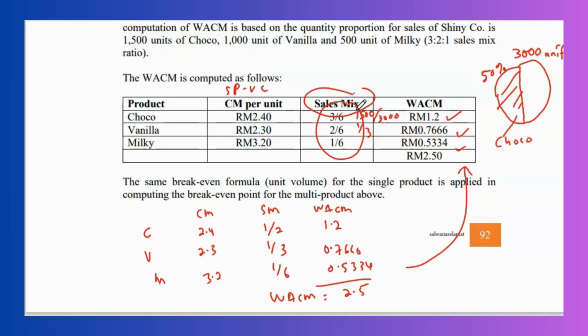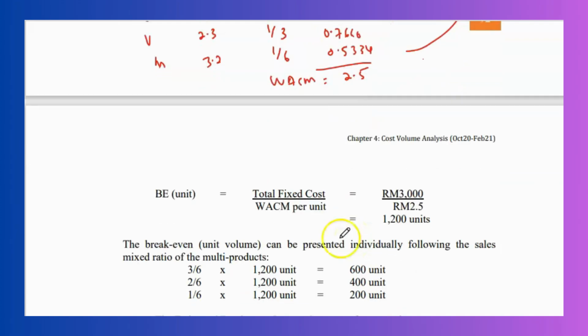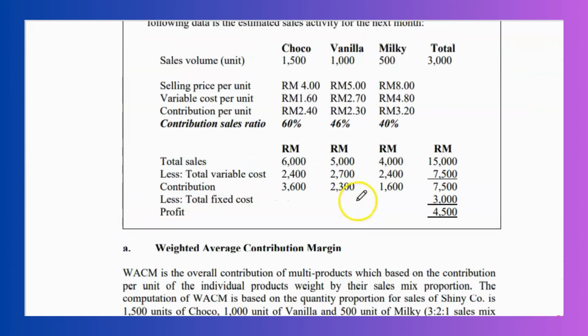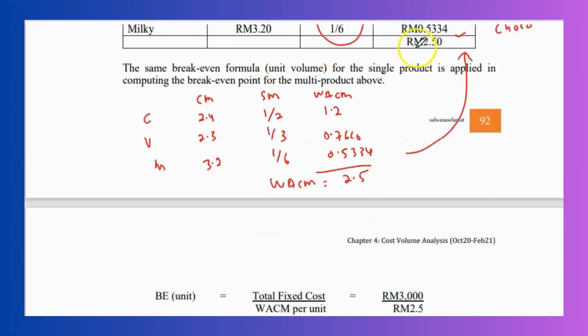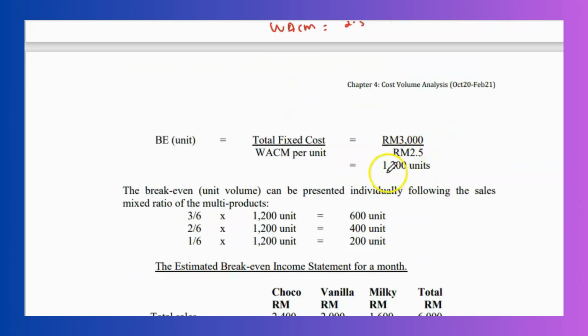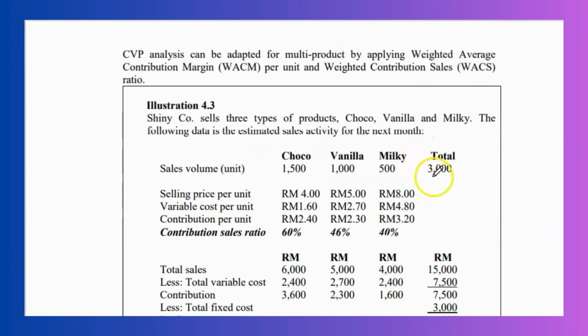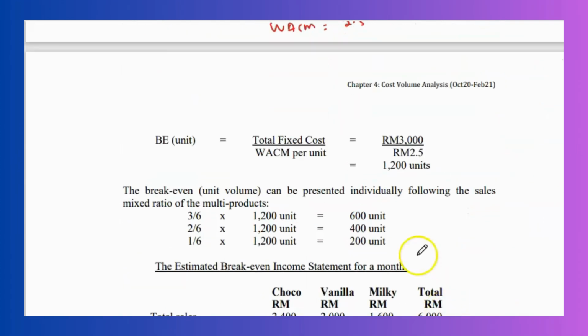Okay. And then to compute the break-even point, it is equal to FC over WACM. In this case, how much is the fixed cost for this company? The fixed cost is here, 3,000 ringgit. So 3,000 divided by 2.5 WACM, you get 1,200, which means that the company has to sell 1,200 units in order to get no gain, no loss. So if they sell 3,000, they get profit. If they sell 1,200, it is just nice for them to cover their costs.